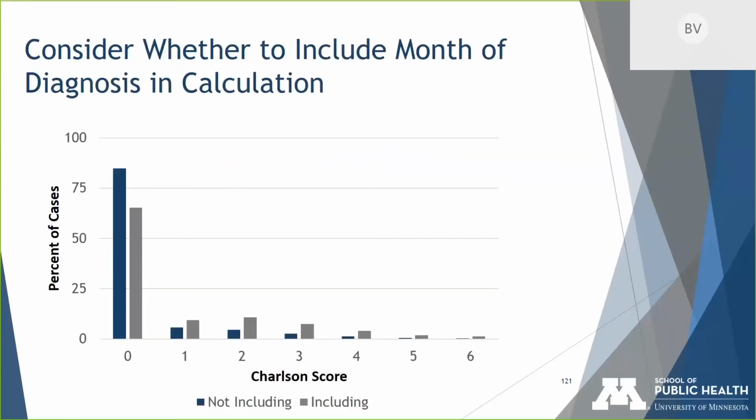So here, if we look at all cases, you can see that if you don't include the month of diagnosis, if you look at the 12 months prior, but not including the month of diagnosis, the number of cases with 0 comorbidities is higher. And if you do include it, then the number of cases with 0 comorbidities is lower, and you have a bit more of a distribution and a tail of people that have 6 comorbidities or more.